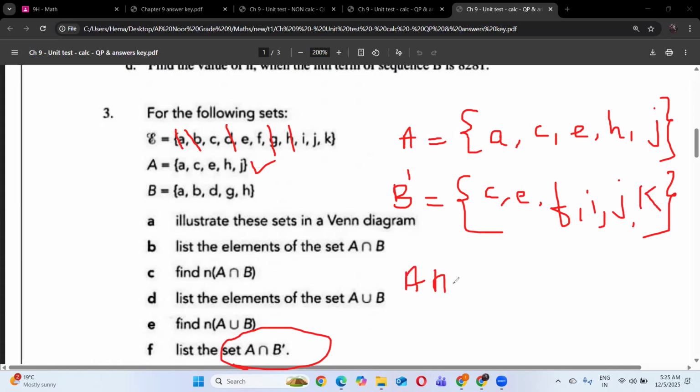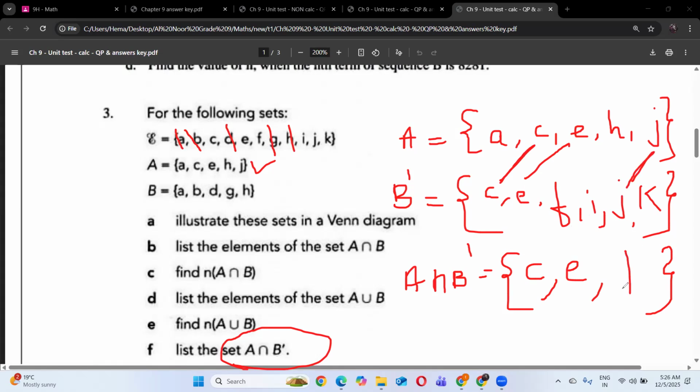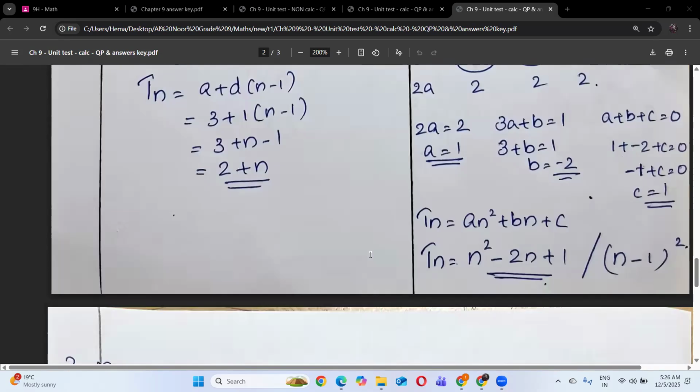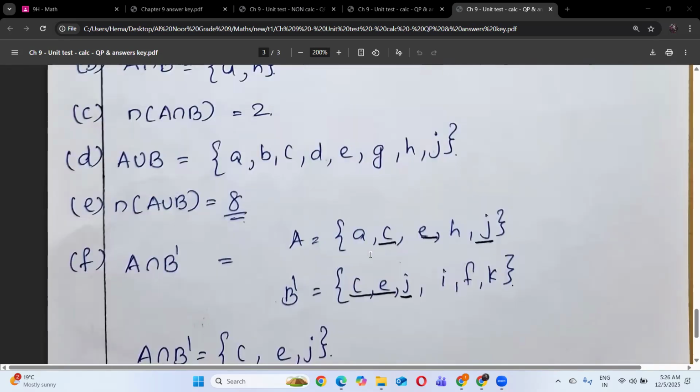Now, what is the question? A intersection B complement. Intersection means what is same in both of them? What is same? C and C. E and E. Next, J and J. CEJ. So remaining is not same. Only CEJ is belong to A intersection B complement. Let's cross check our answer. Yes, correct. That's it.